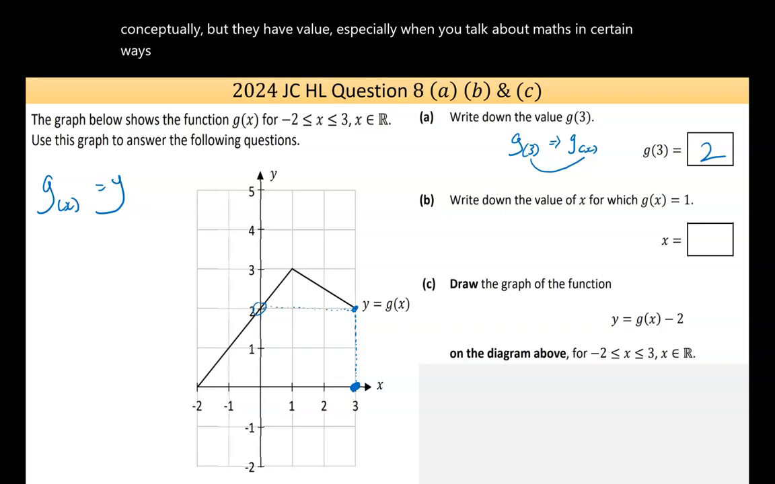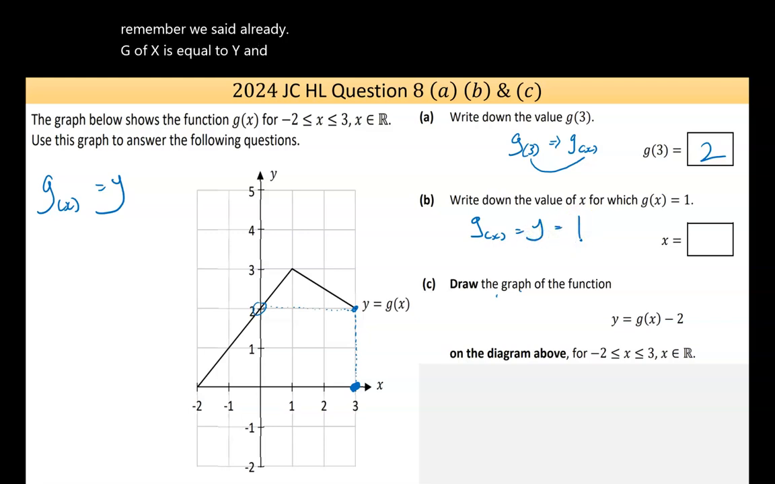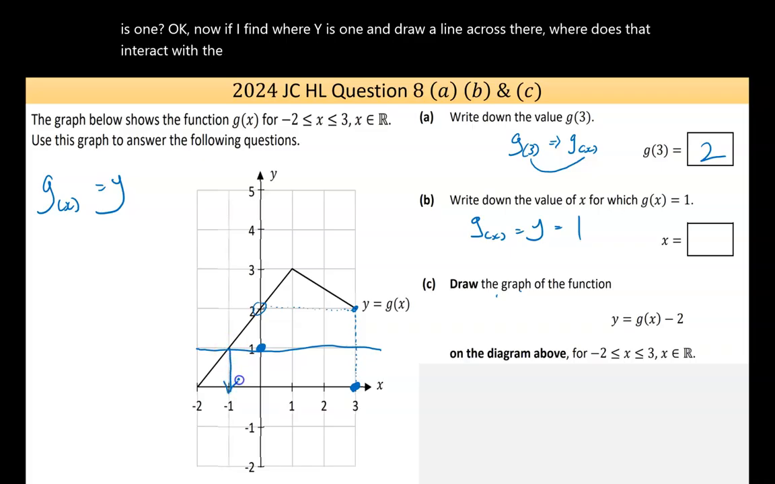Now, part B says write down the value of x for which g of x is equal to 1. So if you remember, we said already, g of x is equal to y, and they're saying it's equal to 1. So what's the value of x when y is 1? Now, if I find where y is 1 and draw a line across there, where does that intersect with the graph? What's the x value? The x value is minus 1.